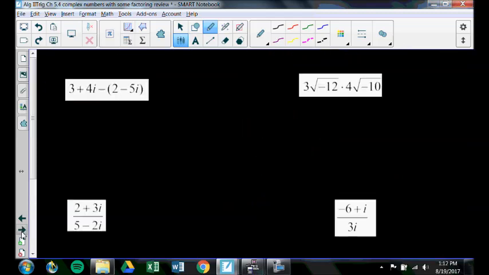i behaves just like a variable. In fact, it behaves just like a number. It has the properties that numbers have. It can be commuted, associated, it can be distributed with. We just treat it like it's a variable.